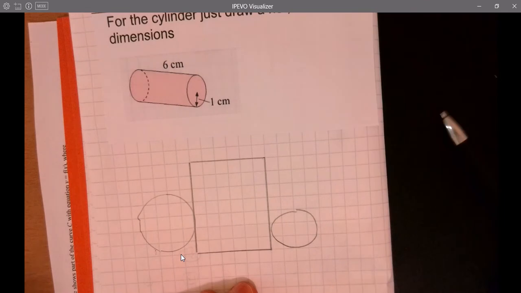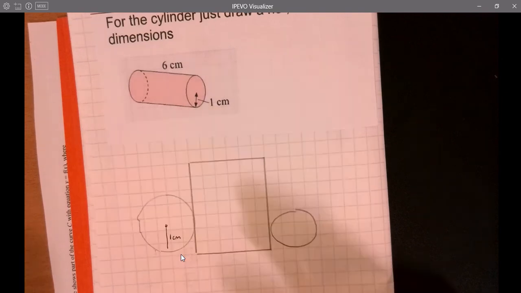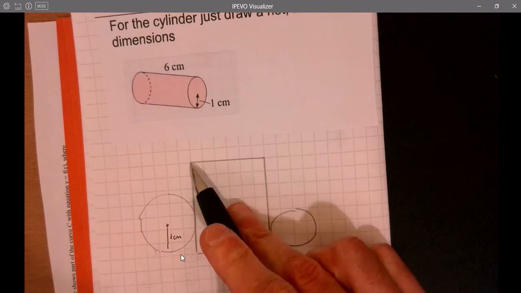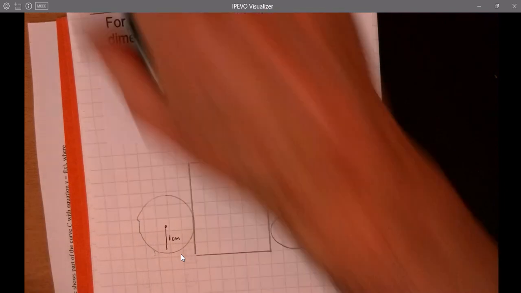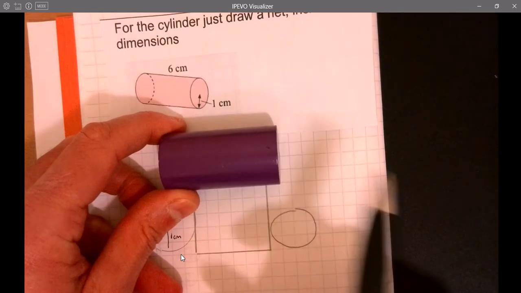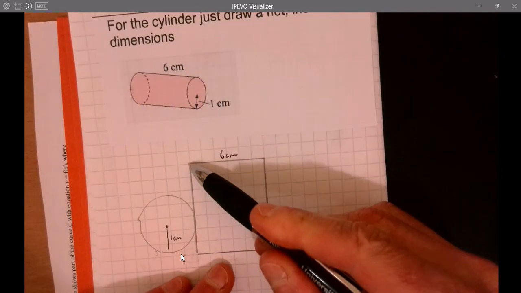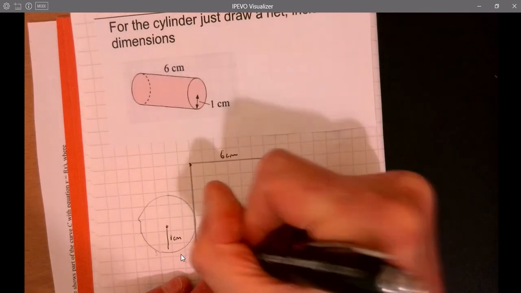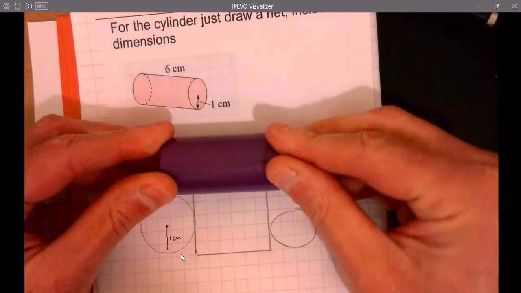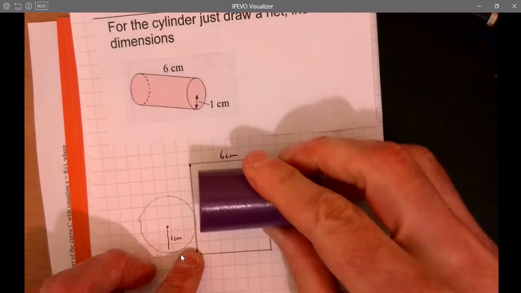Right, let's have a look at this over here. Let's try and include all our dimensions. So remember, that bit there is 1 centimetre. That's important. Let's include this dimension first of all. That's going to be the length of our cylinder, so that's 6 centimetres. The thing I need to know is this length. So I want you to have a little think about this part here, and think about what this length is.